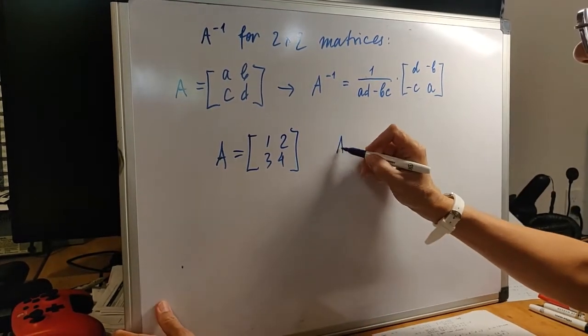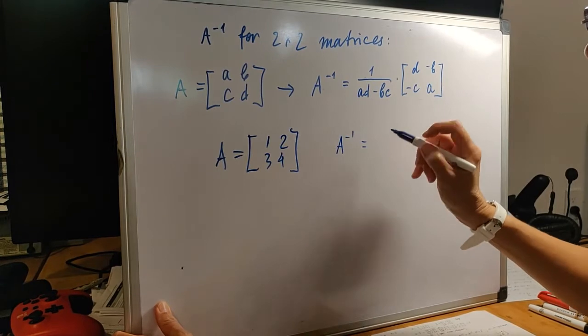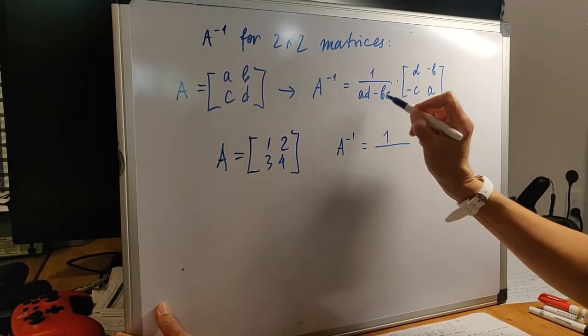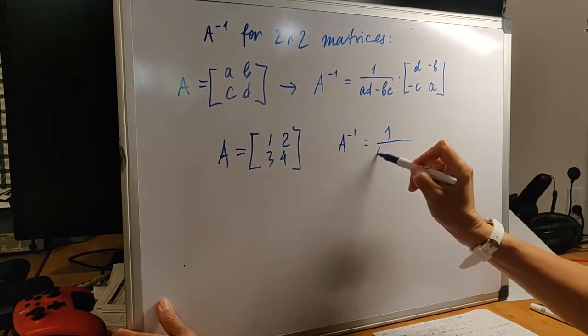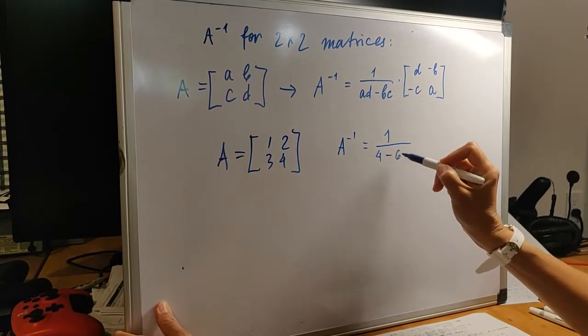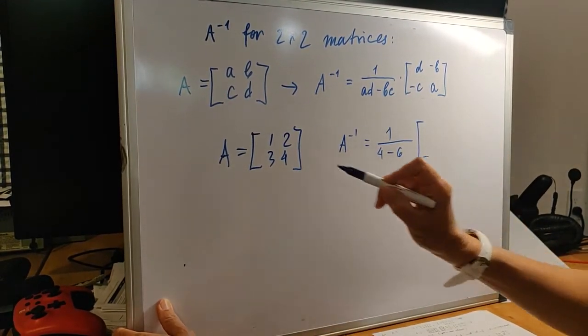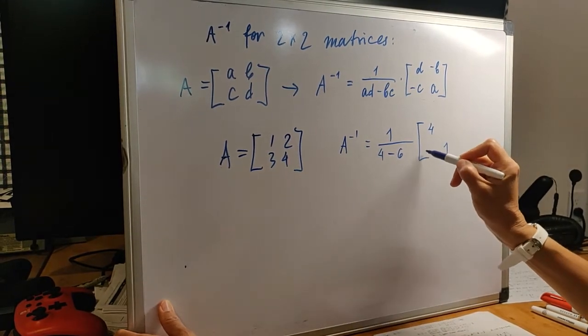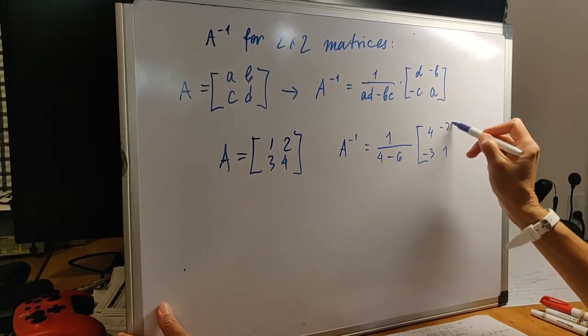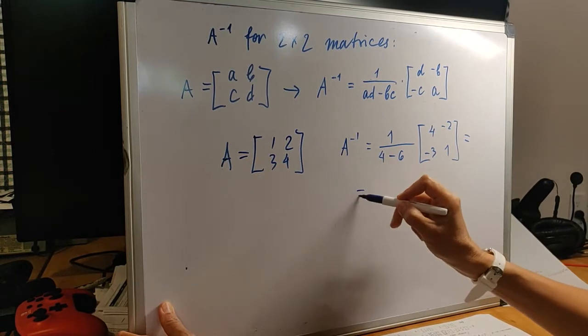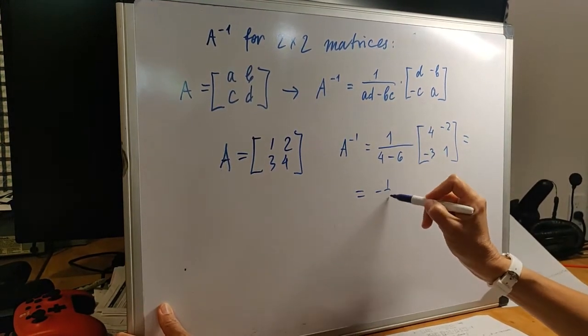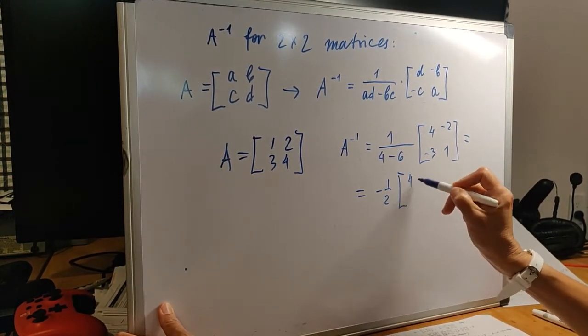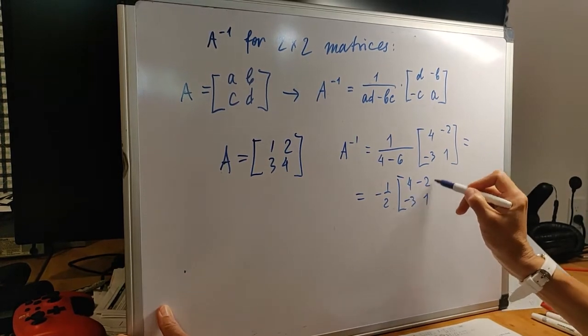So I'm going to start making the inverse. First, I'll need to do AD minus BC. So AD is 4, BC is 6, so that's my number, right? Then I switch 4 and 1, 4 here and 1 here, and I put minus here and minus here. What am I going to get? Well, this one is negative 1/2, right? And that's 4, minus 2, minus 3, and 1.